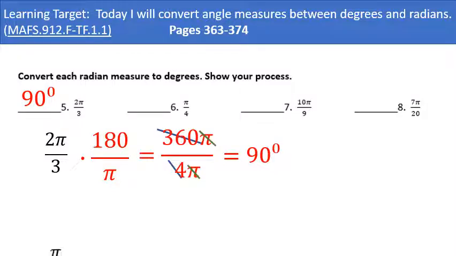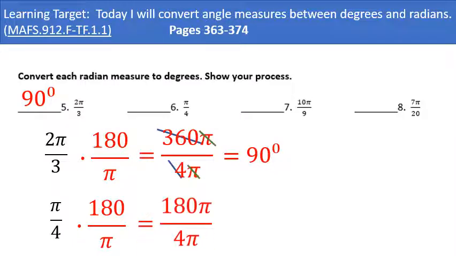Number 6, pi over 4. This is in radians. We're going to degrees. We're multiplying by 180 over pi. There we go. So we get 180 pi over 4 pi. Pi's are going to cancel out again. 180 divided by 4, 45 degrees. And again, if you need to pause at any time, go for it. I'm going to ask you to pause right now. Try 7 and 8 on your own, and then come back and see how you did.